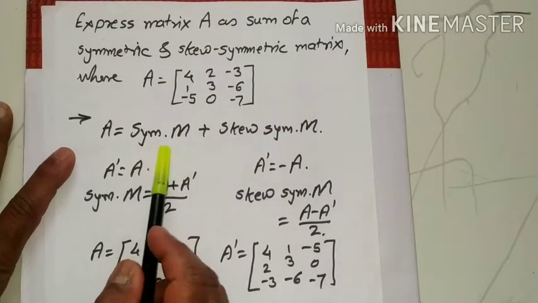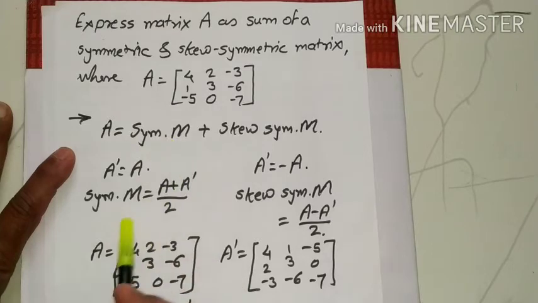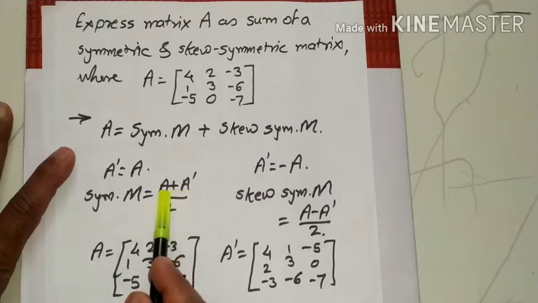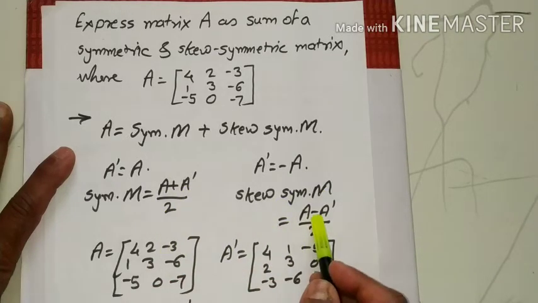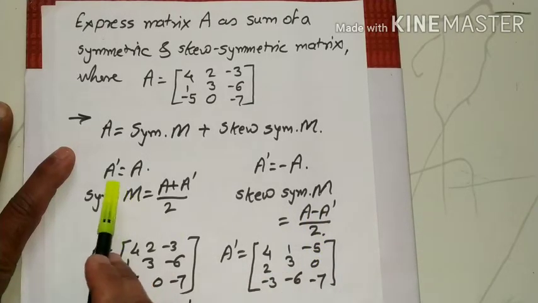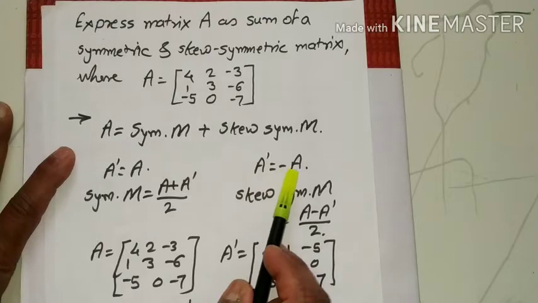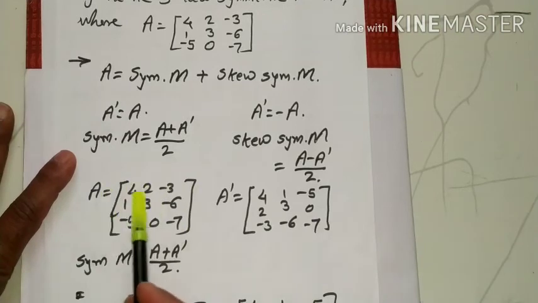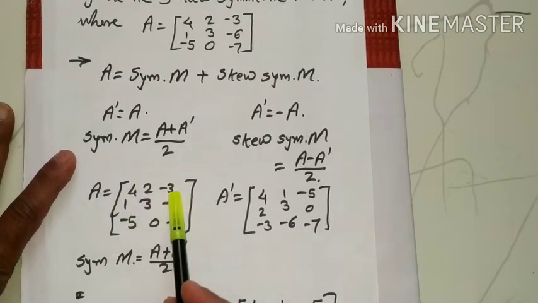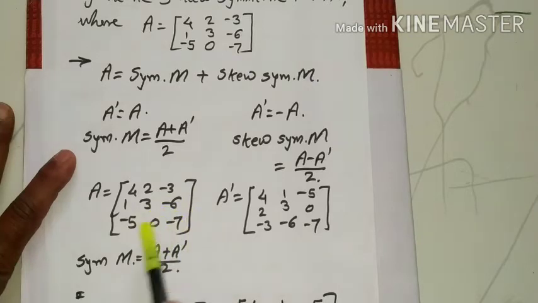In last slide we see that symmetric matrix is equal to sum of matrix and its transpose divided by 2. Skew symmetric matrix is difference of matrix and its transpose divided by 2. Symmetric matrix is equal to A dash and skew symmetric matrix is equal to minus A dash. Now matrix A is 4 2 minus 3, 1 3 minus 6, minus 5 0 minus 7, a square matrix, 3 rows and 3 columns.